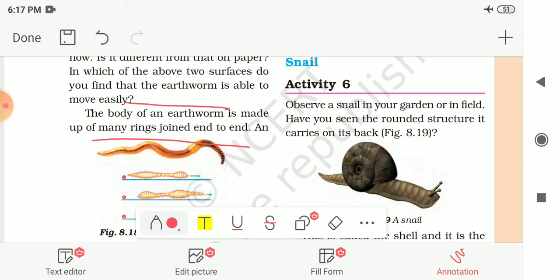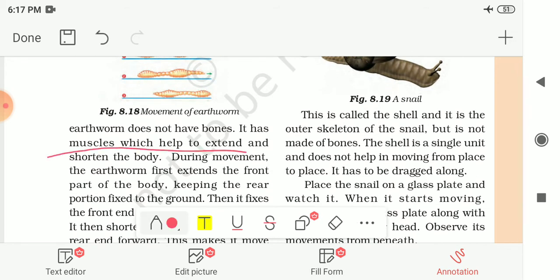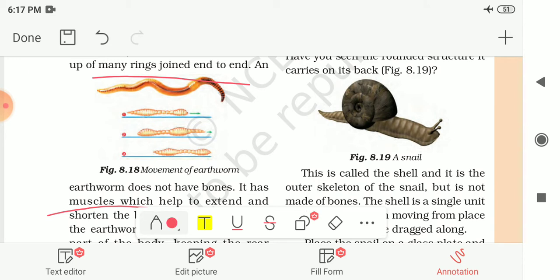The body is made up of many rings which are joined together, and an earthworm does not have any bones. It has muscles which help to extend and shorten the body. That means these muscles help to increase and decrease the size of the body. Now let us see the movement in the earthworm.